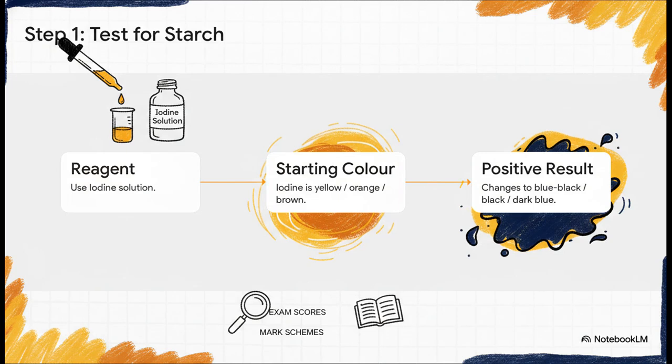First up, starch. Now the mark scheme is looking for some very specific things here. You get a mark for naming the right chemical: iodine solution. Simple enough. Then you get marks for the color change, and this is crucial. You have to state the starting color, yellow, orange, or brown, and the positive result, which is blue-black. You need both to lock in the marks.